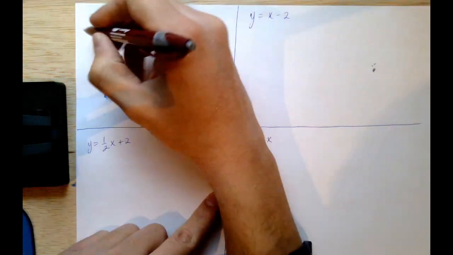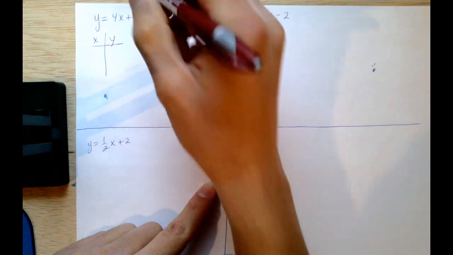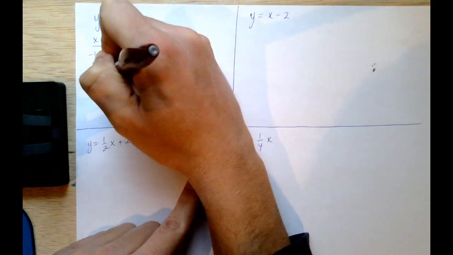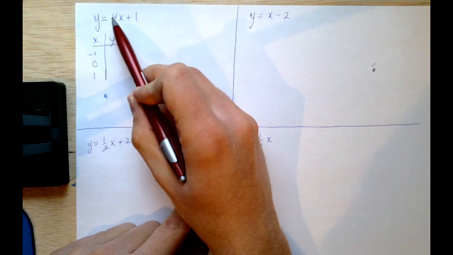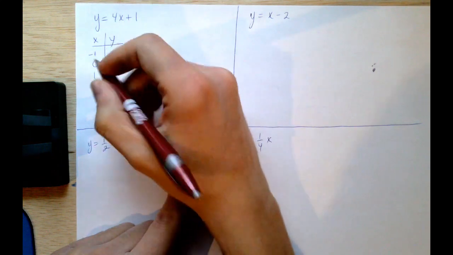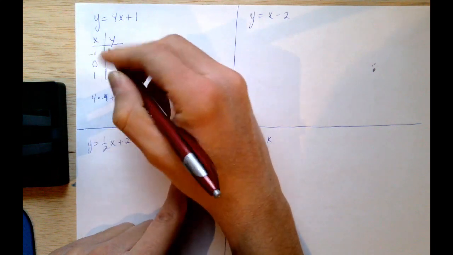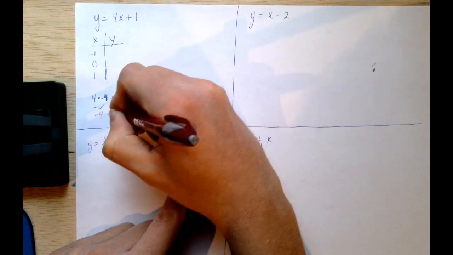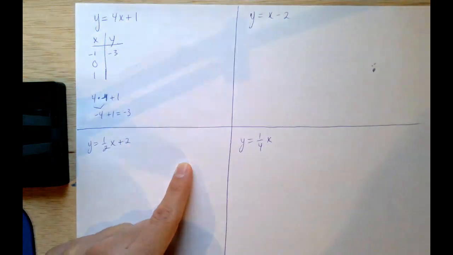In the first equation, before I set up my table, if you want, you could set it up like this, an input-output table. Look at your first equation, plug in -1 for x, 0, and then +1. So if -1 is my x, I have 4 times -1, which is -4, just to show the work. 4 times -1, and then +1. So 4 times -1 gives me -4, plus 1, which is -3. Okay, so whenever I plug in -1, I get -3.